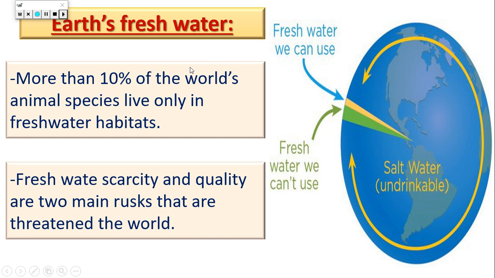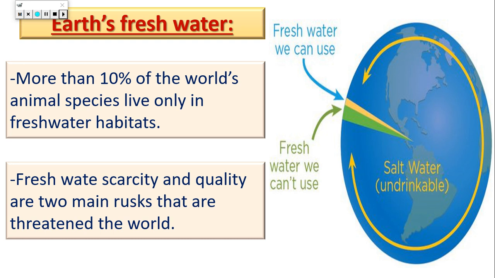Earth's freshwater. Only 10% of the world's animal species live in freshwater. The animals and the plants that live in the water all over the earth, only 10% of them live inside fresh water. That's because fresh water only represents 3% of the water on earth, and most of this water is frozen in the what? In the cryosphere. Do you remember?